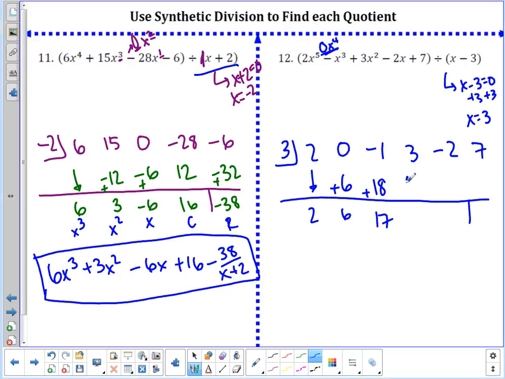So I have a 51 up here. I'm getting some really big numbers here. So then that's 54 as a result. 3 times 54 gives me 162. Holy buckets, that's 160 as a result when I add them up. And then 3 times 160 is 480, keeps getting bigger, 487 as a result.